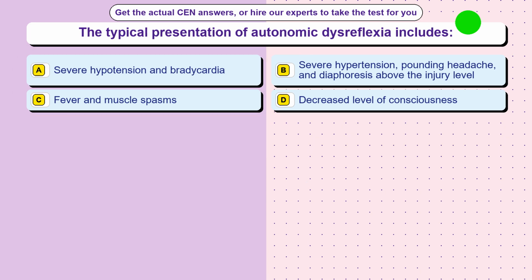Question 28. The typical presentation of autonomic dysreflexia includes Option A, severe hypotension and bradycardia. Option B, severe hypertension, pounding headache, and diaphoresis above the injury level. Option C, fever and muscle spasms. Option D, decreased level of consciousness.